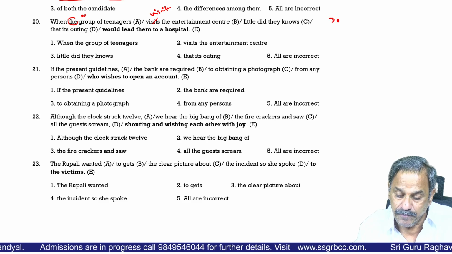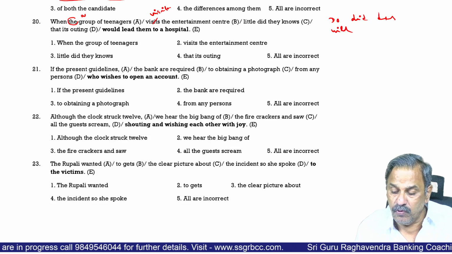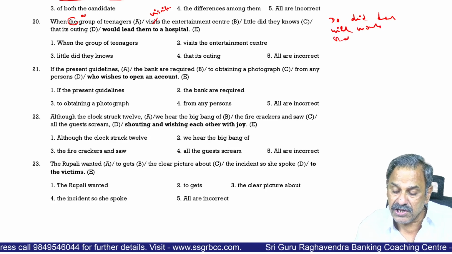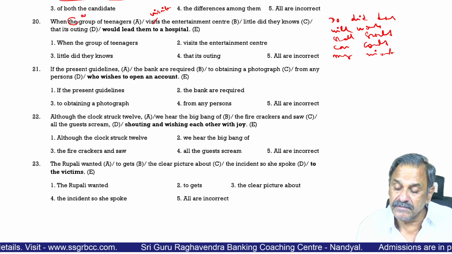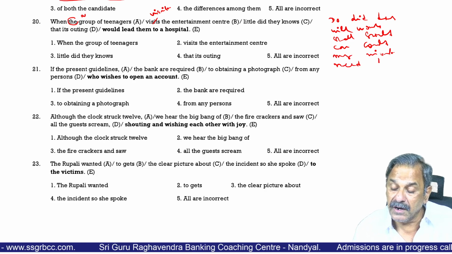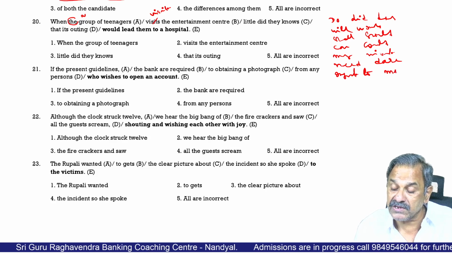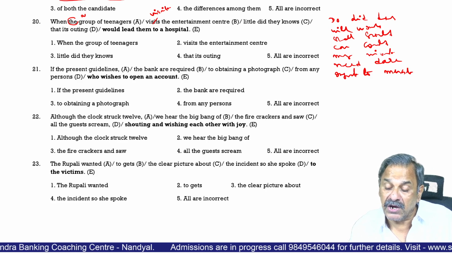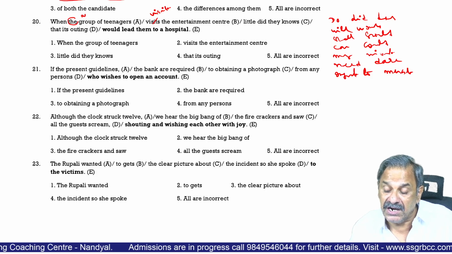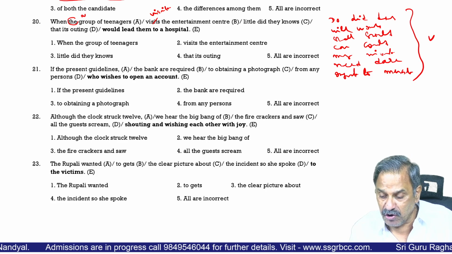Do, did, does, will, would, shall, should, can, could, may, might, need, dare, ought to, must. After these words, auxiliaries, you have to use V1.